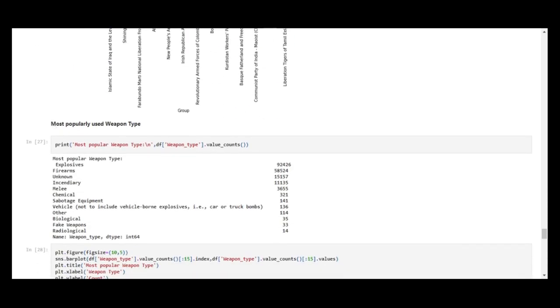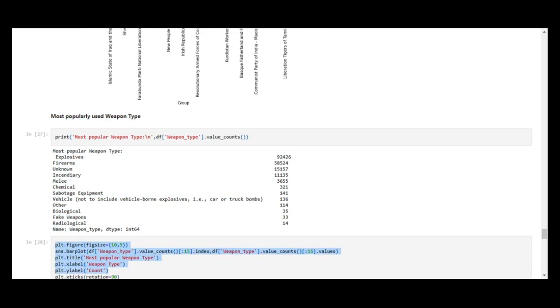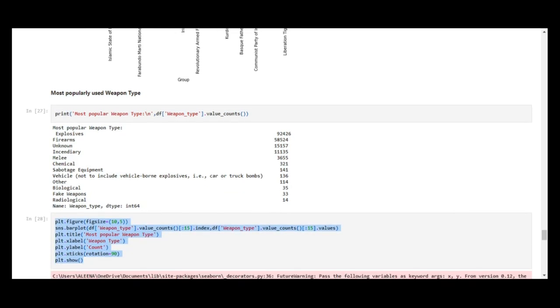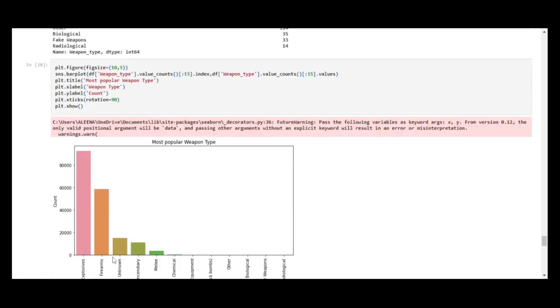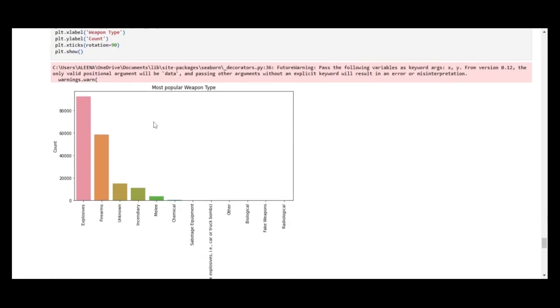Now, we will see the list of the most commonly used weapon types. Again, the bar plot has been plotted. If we have a keen observation on this visualization of weapons, we can see that more than 80,000 explosive weapons were used for the terrorist attacks.